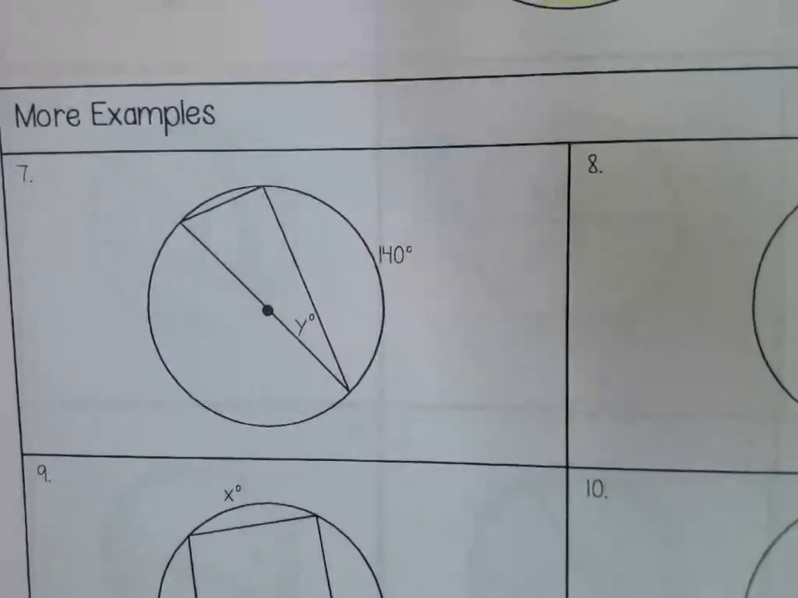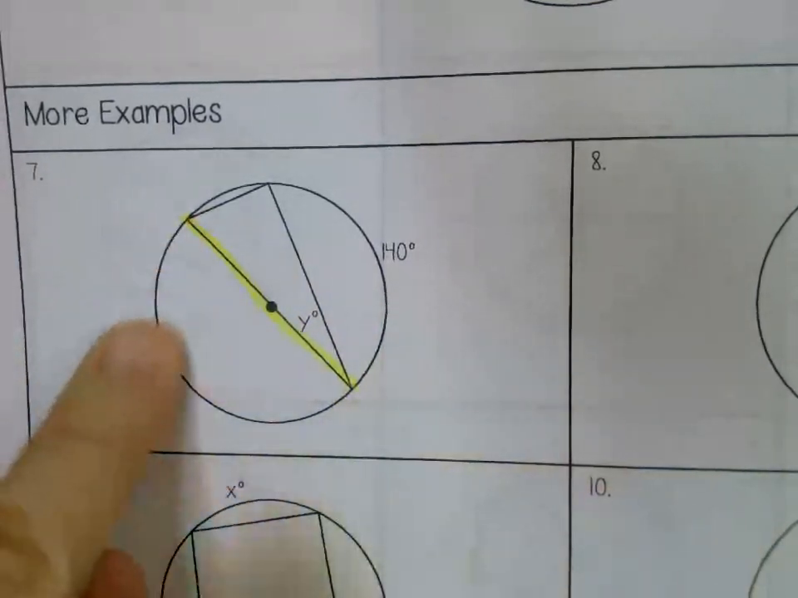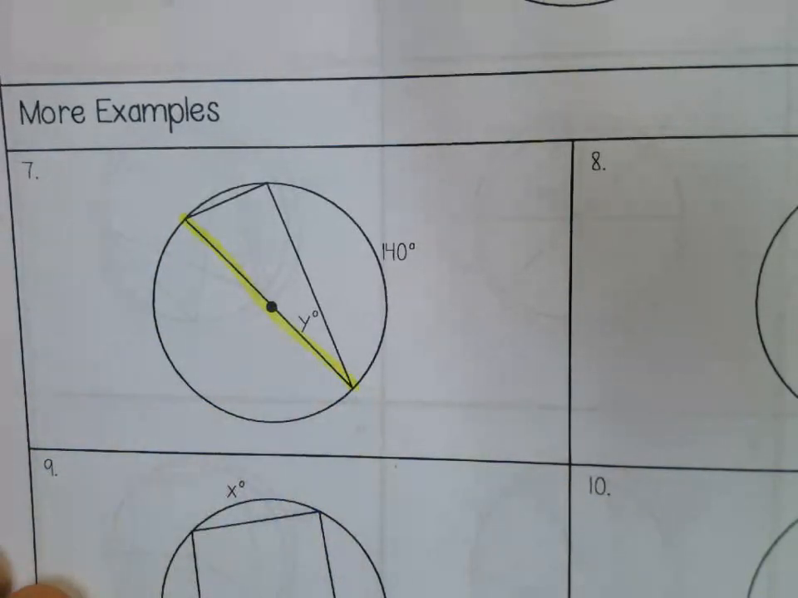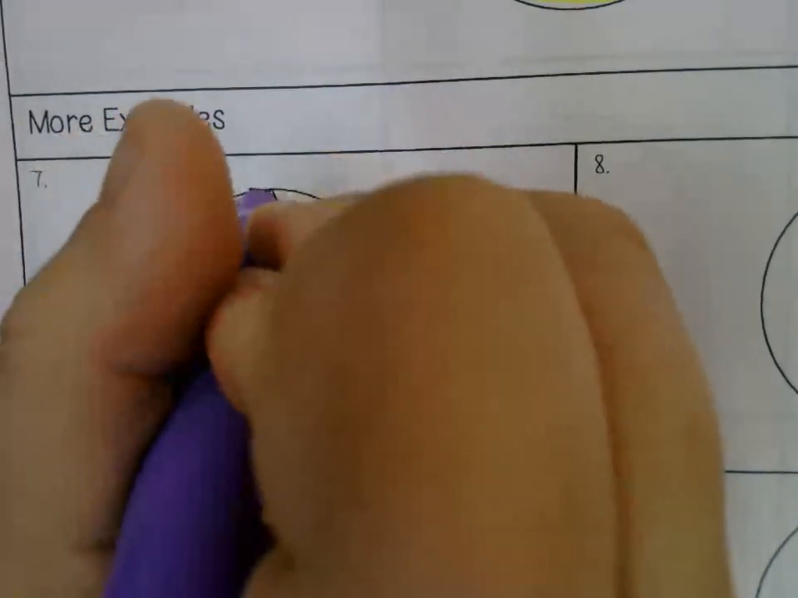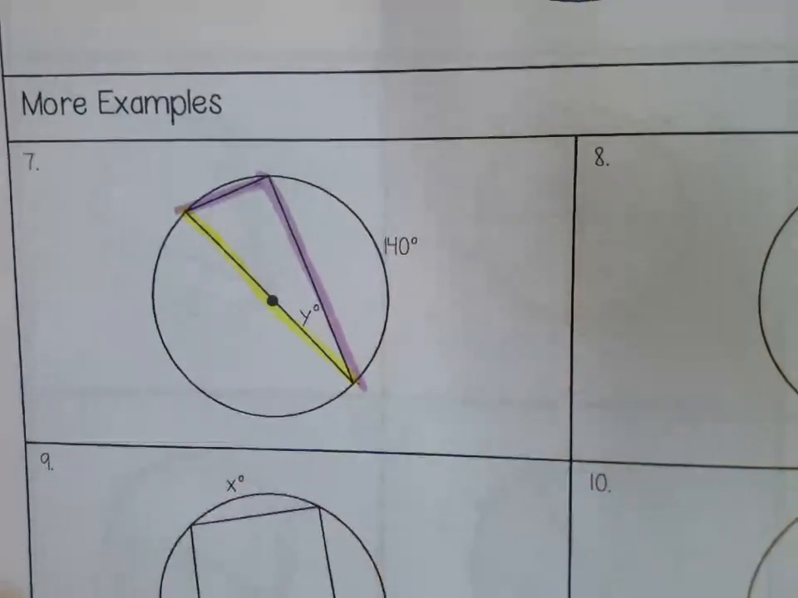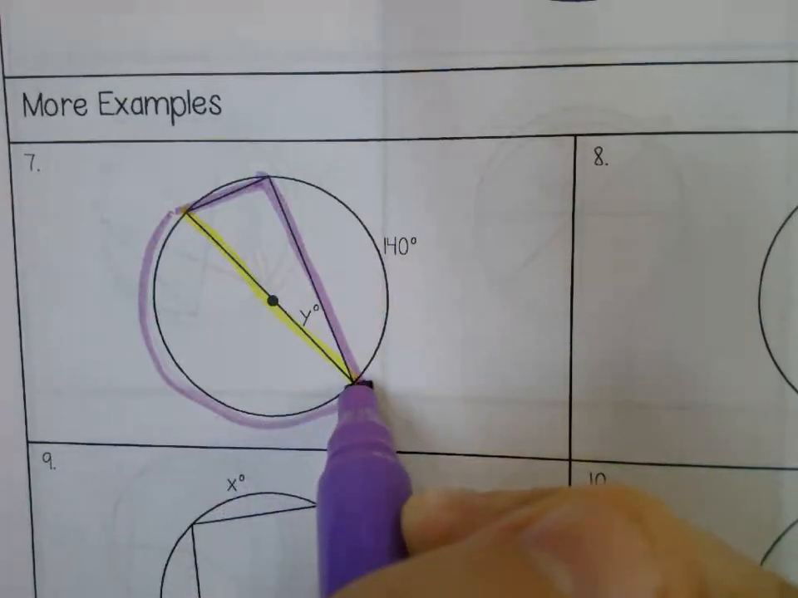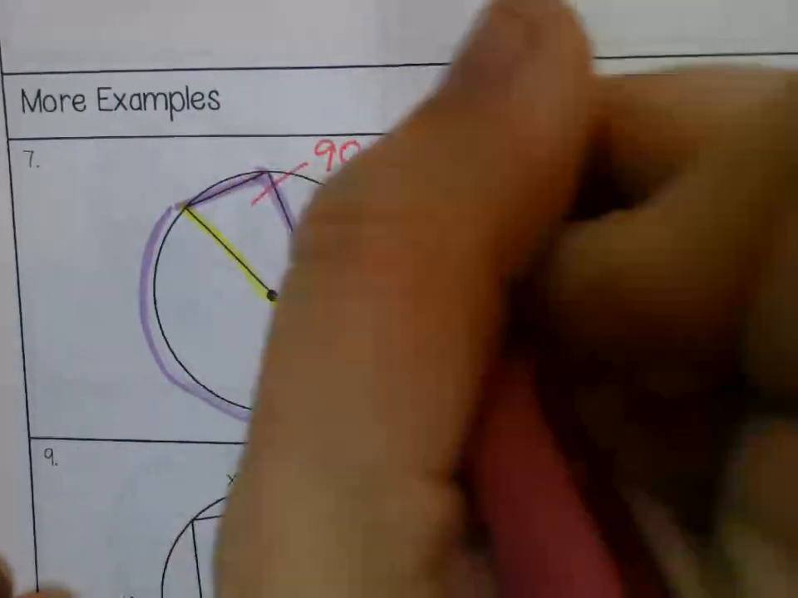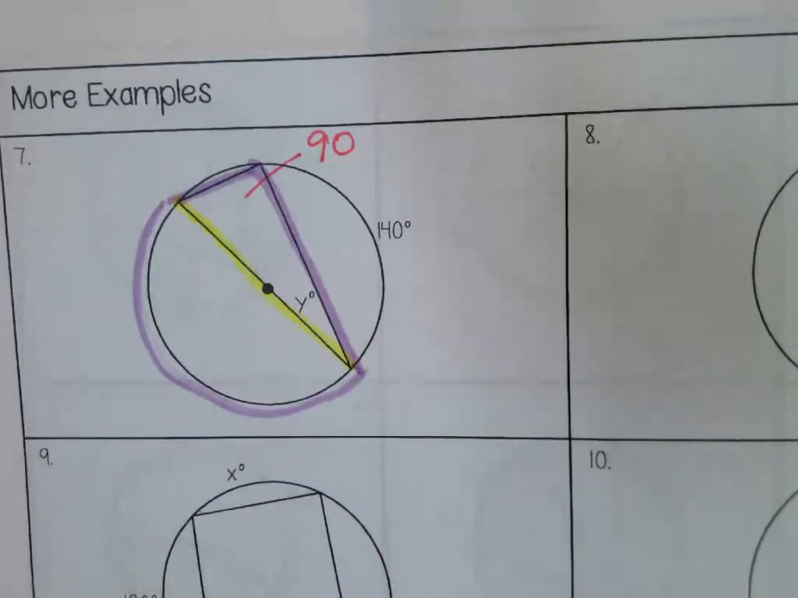Okay, in number 7, notice I have a diameter right here, which means that that's a semicircle right there. That's 180 degrees. So if I look at this angle right there, that intersects half of my circle. So that angle right there would be 90 degrees. Okay, now let's look at the next angle.